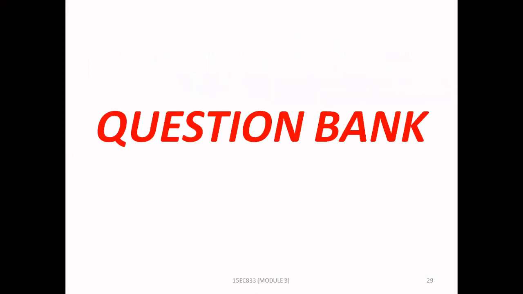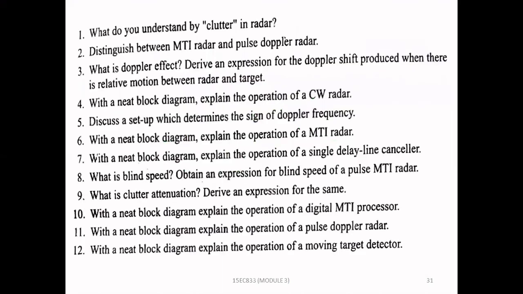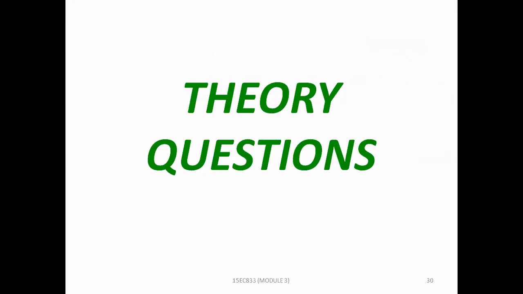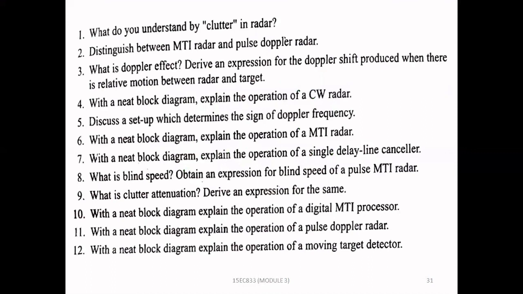Next, we'll discuss the question bank of module 3, that is MTI radar part. First, we'll discuss theory questions. What do you understand by clutter in radar? Distinguish between MTI radar and pulse Doppler radar. What is Doppler effect? Derive an expression for the Doppler shift produced when there is relative motion between radar and target. With a neat block diagram, explain the operation of a continuous wave radar. Discuss a setup which determines the sign of Doppler frequency.